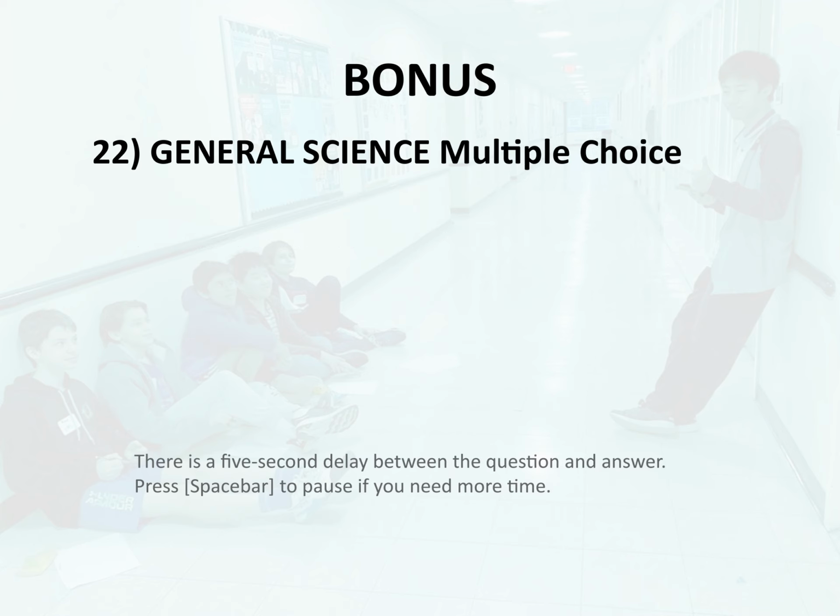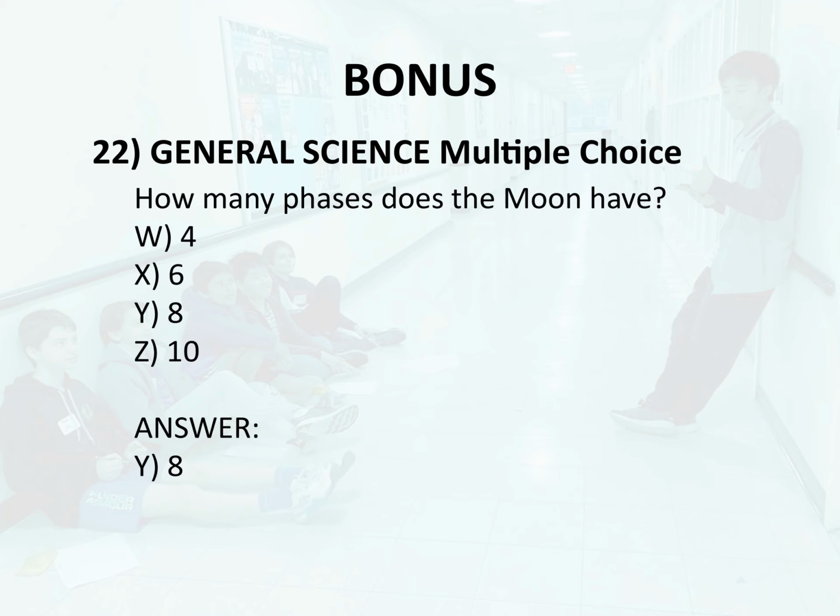Bonus 22. General science. Multiple choice. How many phases does the moon have? W: 4. X: 6. Y: 8. Z: 10. Answer: Y, 8.